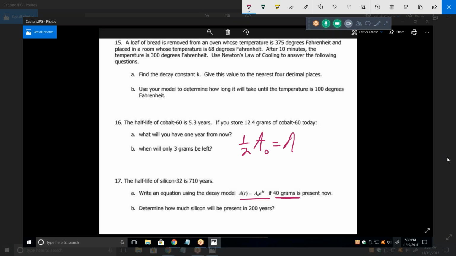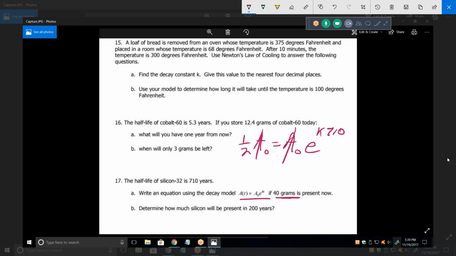equals A sub 0 times e to the kt. And t is 710 years. That's when whatever amount you started with will be decayed down to half of the original amount. And the reason I don't want to know this 40 grams is because I don't need to know it. The A sub 0 cross off. So we can get the specific equation for this silicon-32 without knowing how much we have to start with.